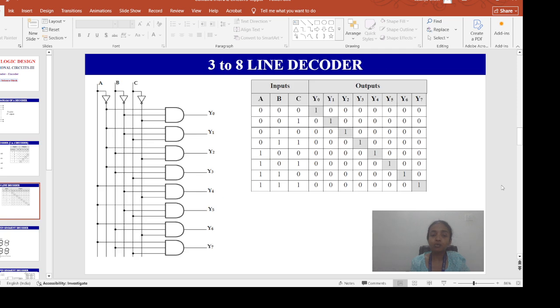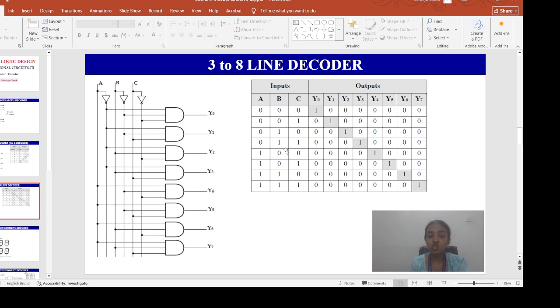Now we shall move on to the 3 to 8 line decoder. As the name suggests, the 3 to 8 line decoder has 3 inputs. Here the 3 inputs are A, B, C, and 8 outputs from Y0 to Y7. The 3 inputs are decoded into 8 outputs, each output representing one of the min terms of the 3 input variables.